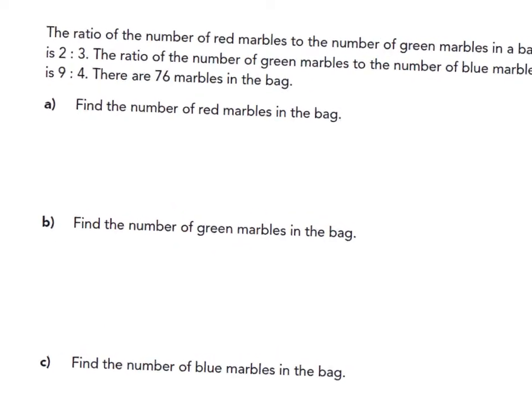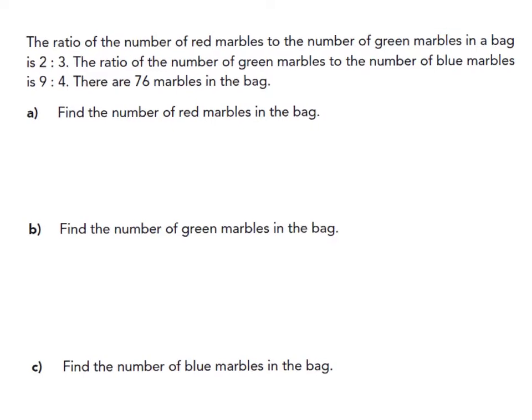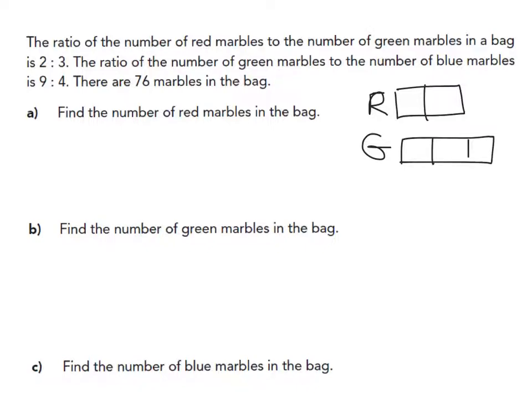The ratio of the number of red marbles to green marbles in a bag is 2 to 3. So I'm going to set this up as a ratio of red marbles to green marbles as a ratio of 2 to 3. Okay. And then they say that the ratio of green marbles to blue marbles is 9 to 4. So I'm just going to cut this so it now has 9 pieces. And I'm going to show that this also down here has some of those smaller ones that represent 4 pieces for the blue marbles. They say that there's 76 marbles in the bag.